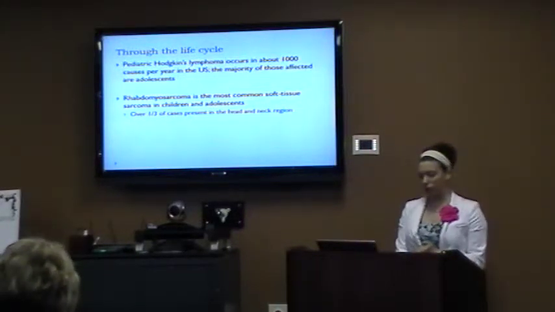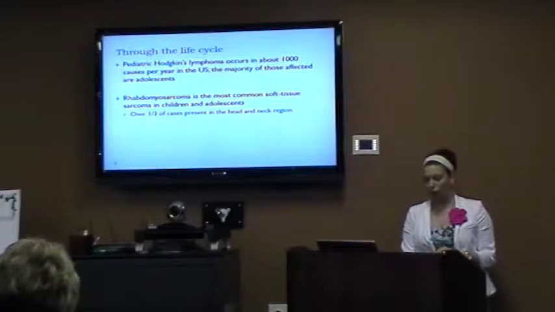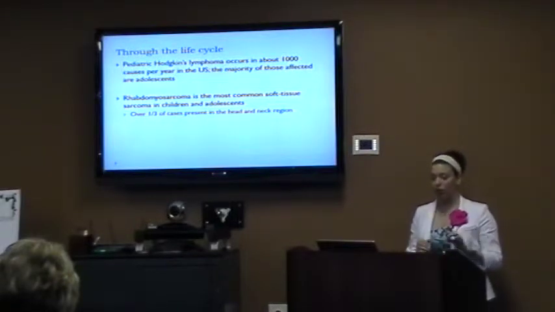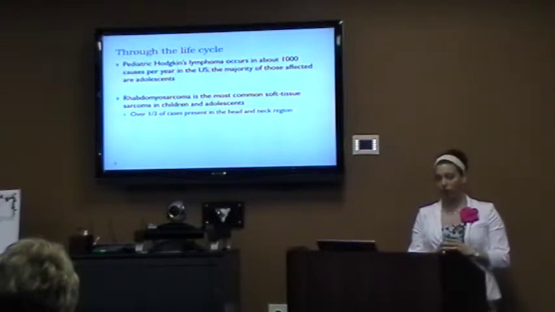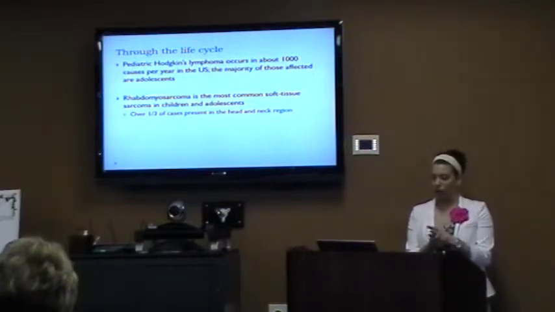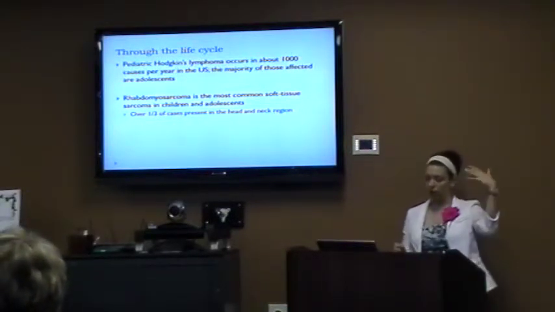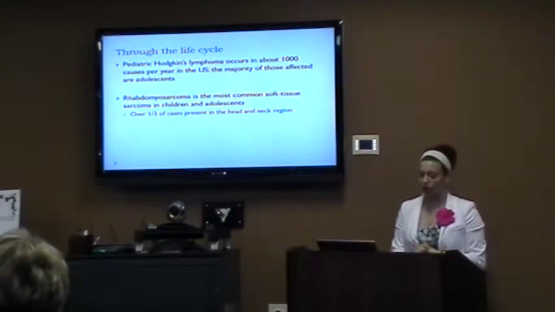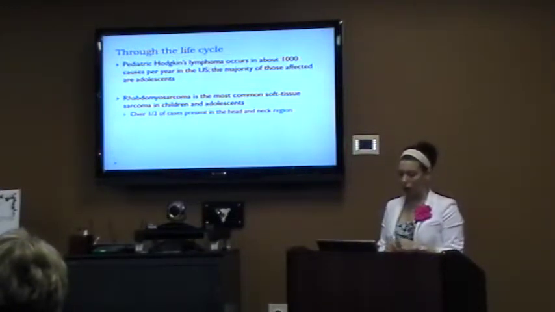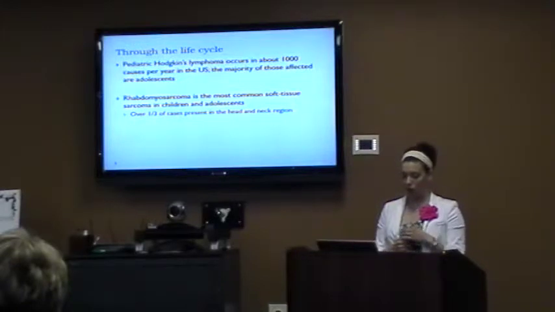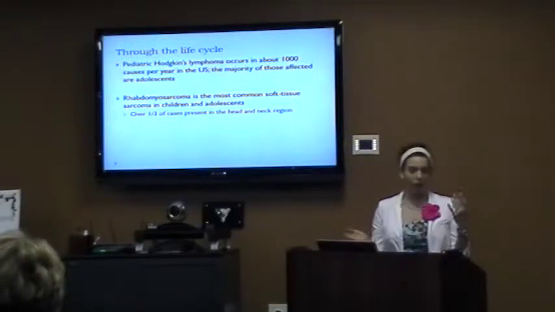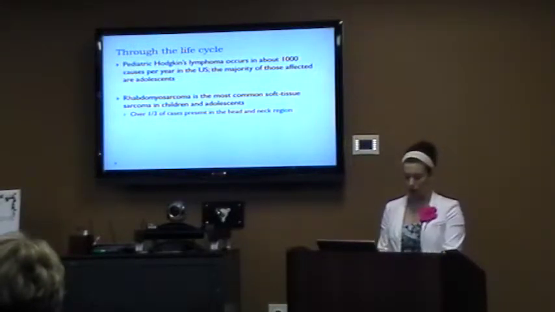Okay, so through the life cycle, pediatric Hodgkin's lymphoma occurs in about 1,000 cases per year in the U.S., and the majority of those affected are adolescents. So this type of cancer presents more in the older children and adolescents. And finally, rhabdomyosarcoma is the second most common soft tissue sarcoma in children and adolescents, and about 1/3 of those present in the head and neck region.